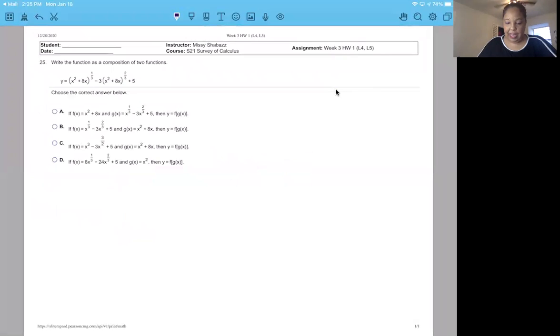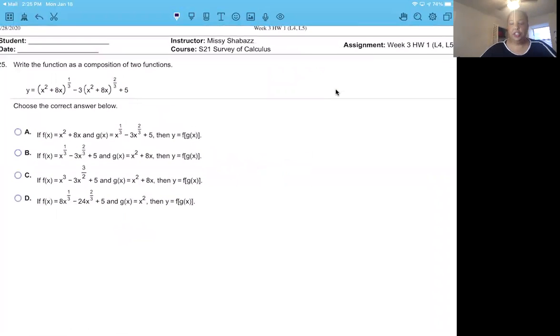All right, last one is write a function as a composition of two functions. This is the one where we want to think about an inner function and outer function. So I see that I have an x squared plus 8x, and an x squared plus 8x being raised to some power two times. So that is going to be my inner function. I'm going to have g of x equal to x squared plus 8x.